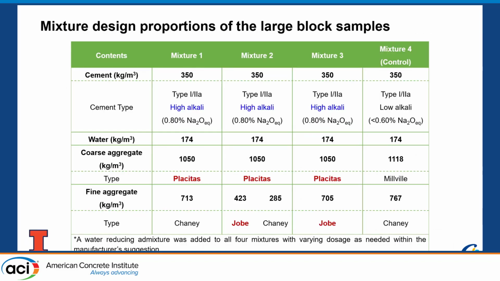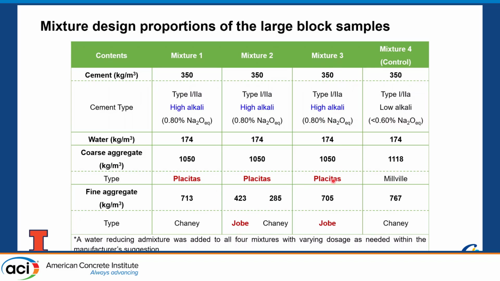So there are 4 blocks. Mixture 4 is the control. It has non-reactive aggregates in it and low alkali cement. The other 3 blocks had the same compositions with high alkali cement. The only difference is that they had different amounts of reactive aggregates. The coarse was a Placitas, and the fine was a Jobe sand.